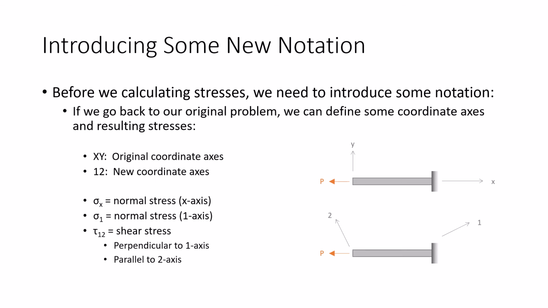To introduce the notation, tau 1, 2 is a shear stress that would be perpendicular to the first axis, parallel to the second axis, okay? But to be clear, the order of the shear subscripts doesn't matter a whole lot, and that'll become clear here in a little bit.